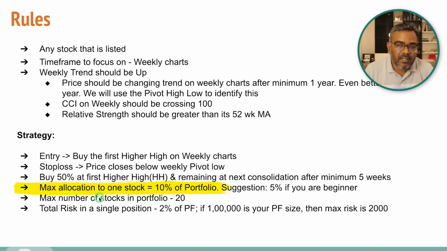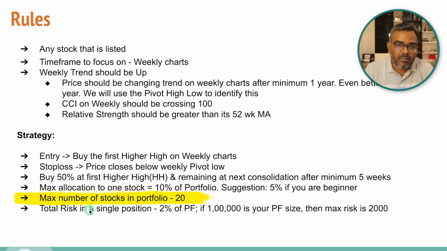The maximum you'll allocate to a stock in this strategy is 10% of your portfolio. So if you have 1 lakh, the maximum you'll allocate is 10,000, not more than that. If you have 10 lakhs, the maximum you'll allocate for a stock is 1 lakh. If you're a beginner, I suggest going for 5%. So if you have 10 lakhs, you will not invest more than 50,000.